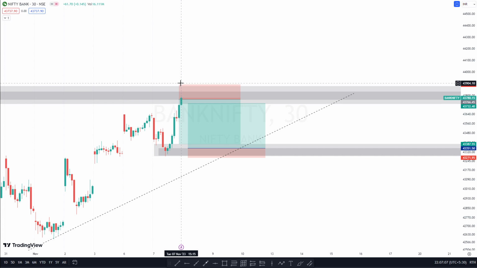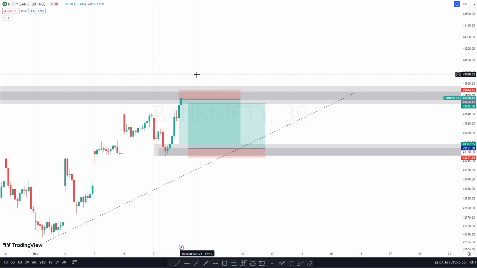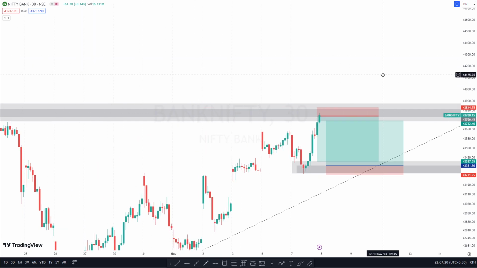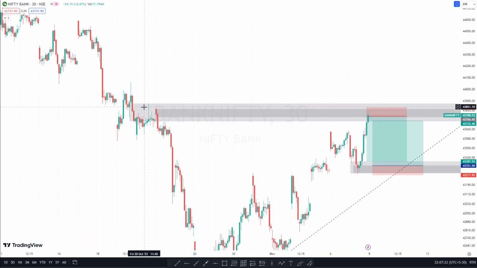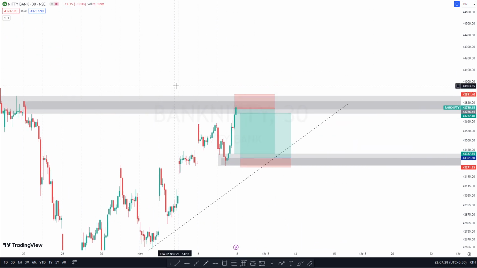If you want to be a bit more aggressive, you can also move the stop loss right above this 30 minutes zone. But this also means that the chances of price reversing from this zone increase, because there is some liquidity here. So we want this in our favor. My suggestion is always to keep the stop loss above this 4 hour zone. Right. So this is Bank Nifty.